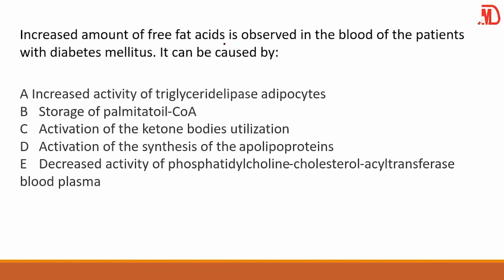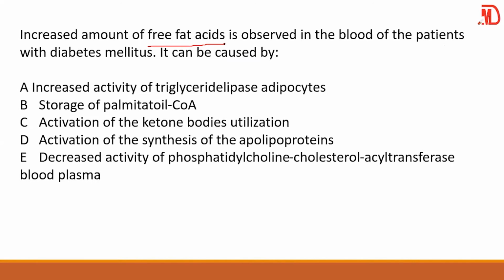An increased amount of free fatty acid is observed in the blood of patients with diabetes mellitus. It can be caused by, look, this patient is suffering from diabetes. Now, when somebody has diabetes mellitus, either insulin is not being produced, or insulin is being produced but is not being absorbed by the tissues. So as a result, the body sees that it is lacking glucose, or lacking energy. So it will stimulate the synthesis of glucose from non-carbohydrate substances through a process called gluconeogenesis.